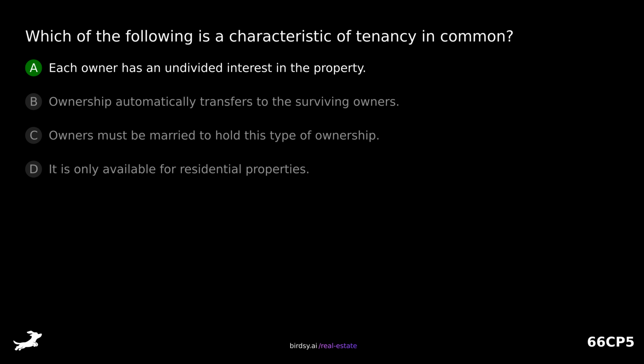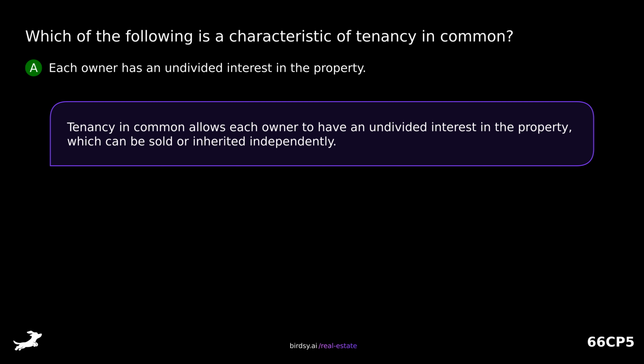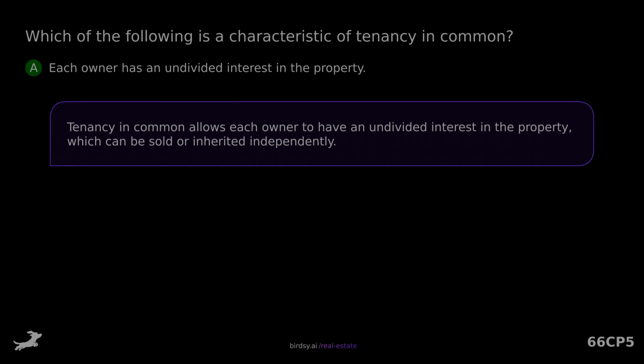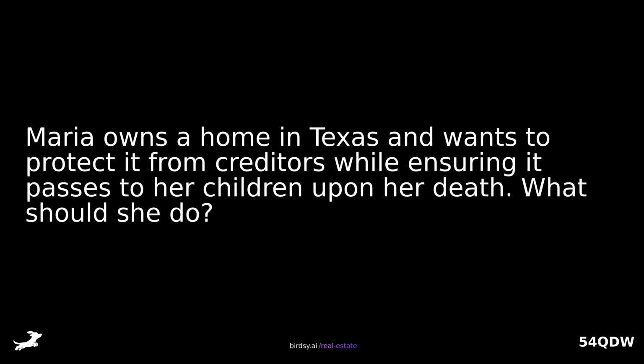The answer is A, each owner has an undivided interest in the property. Tenancy in common allows each owner to have an undivided interest in the property, which can be sold or inherited independently. Maria owns a home in Texas and wants to protect it from creditors while ensuring it passes to her children upon her death. What should she do?